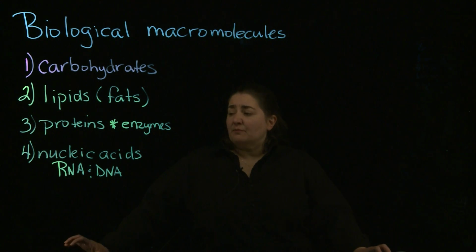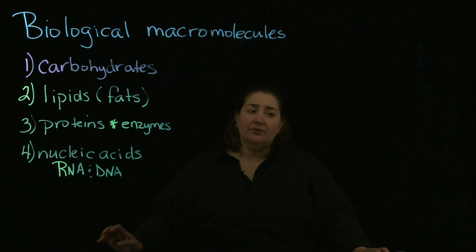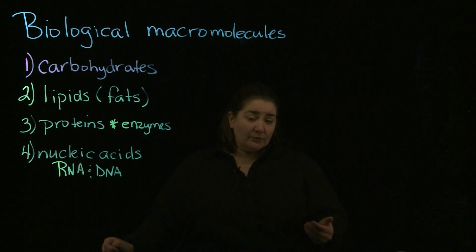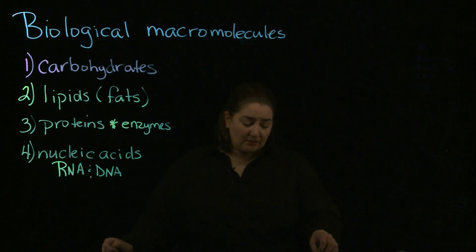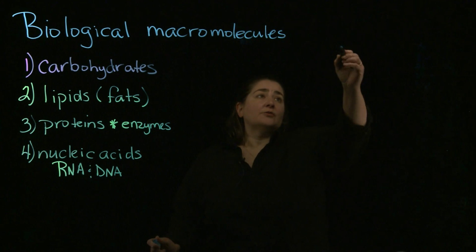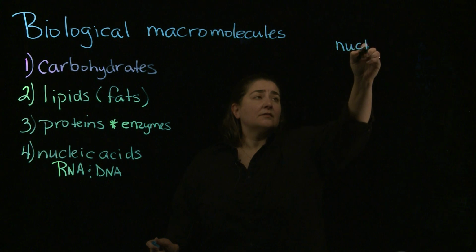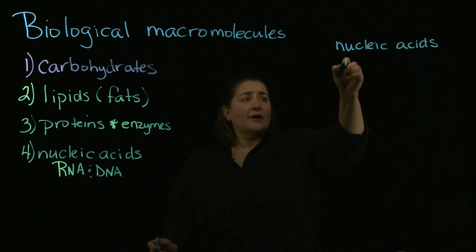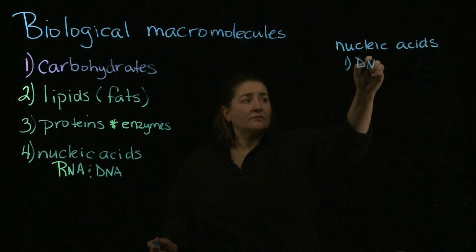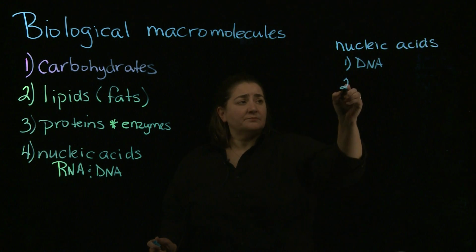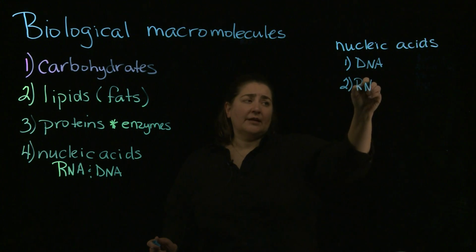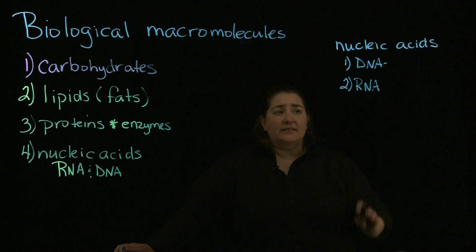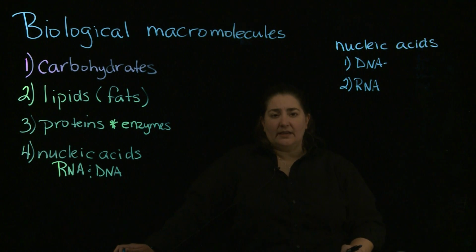Our last macromolecule that we're going to talk about is the nucleic acids. Nucleic acids are important in both prokaryotic and eukaryotic cells. In terms of our nucleic acids, we've got two types that we're going to worry about. We've got DNA and we've got RNA. DNA is deoxyribonucleic acid, RNA is ribonucleic acid.